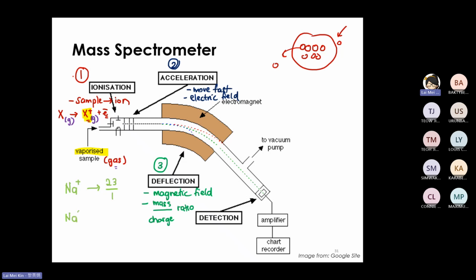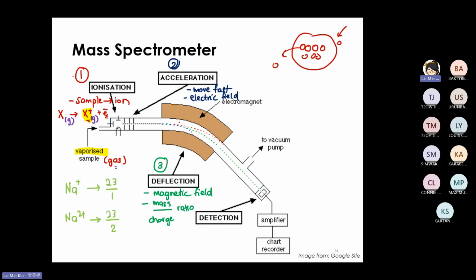But sometimes accidents happen. I bombard high energy electron, remember? Sometimes not only one electron is removed. Sometimes there are 2 electrons being removed together. So when I remove 2 electrons together, I get sodium 2 positive. Can you tell me what is this mass over charge? 23 over 2. Which one is lighter or lower ratio? The second one, lighter. Remember we learned just now, if it is lighter, what happened to the deflection?